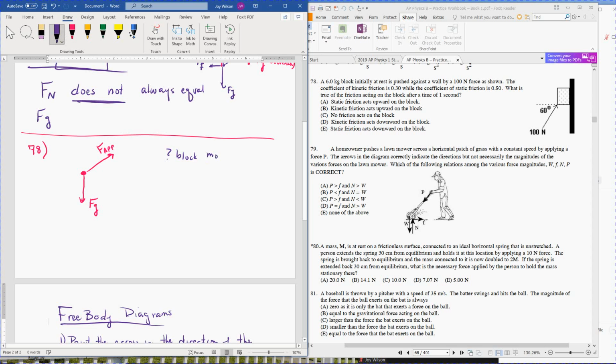Block moves. Which way? So give me a second to ponder that. If this was a frictionless wall, we know the block would move up, and so friction would be down the wall. But in this case, what's going to happen here? So what we've got to figure out is, does the block even move? So let's work on that. What forces do I have? So let's assume the block stays stationary.